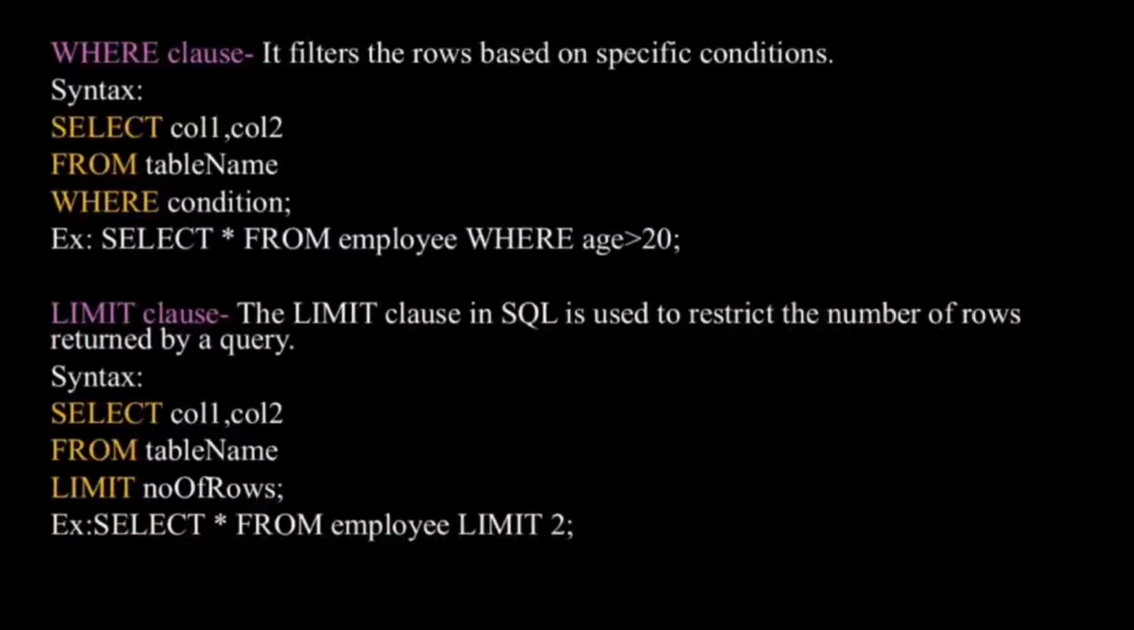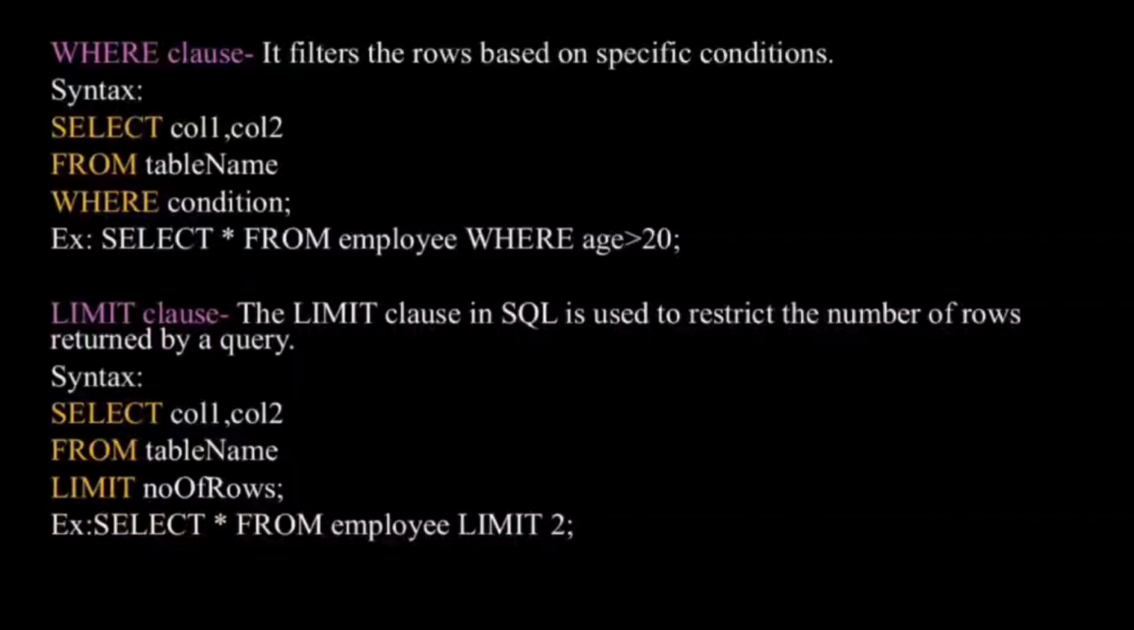So we will write a query: SELECT * FROM students WHERE score > 90 ORDER BY score DESC LIMIT 3. This query will first sort the students based on their scores in descending order and then return only the top 3 students.